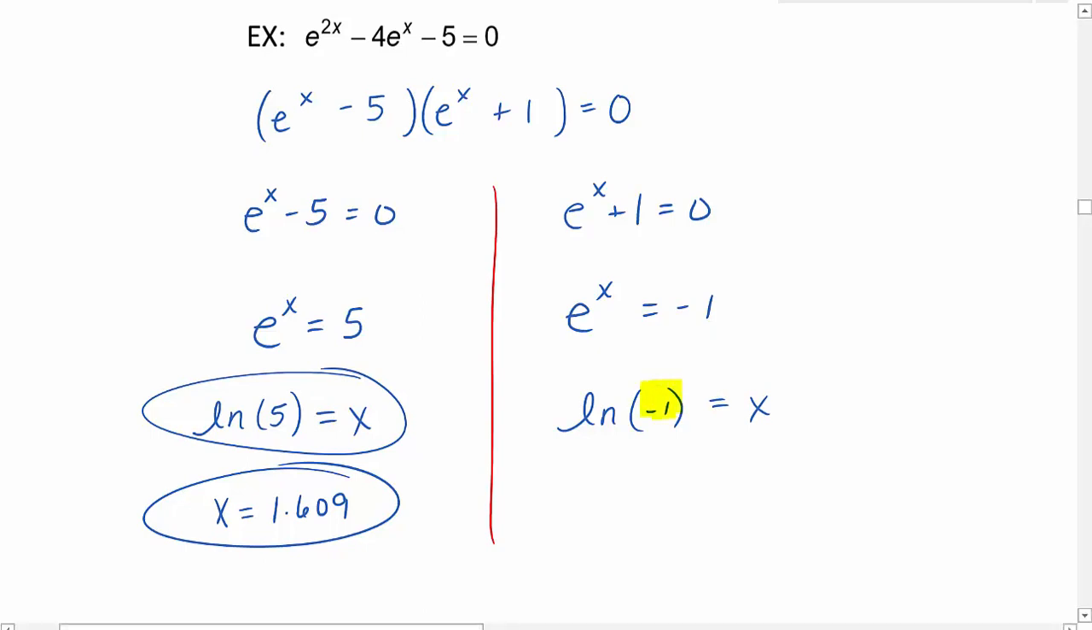Notice that we have a negative inside the argument of our log. This cannot happen. It has to be a positive. So this gets thrown out as an extraneous solution, and we just have the one solution of natural log of 5.